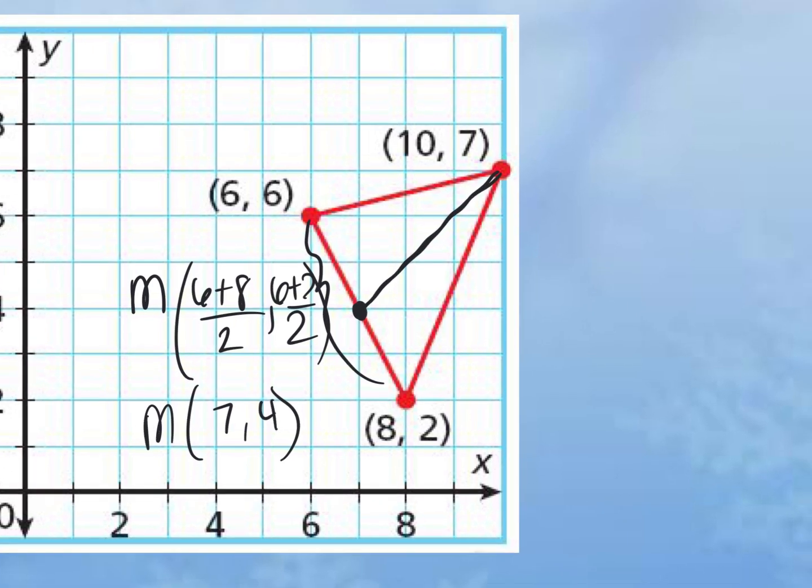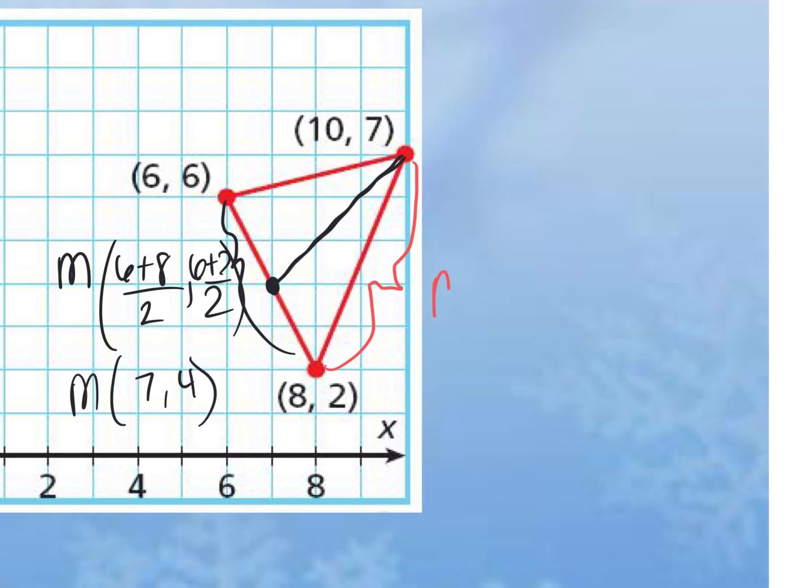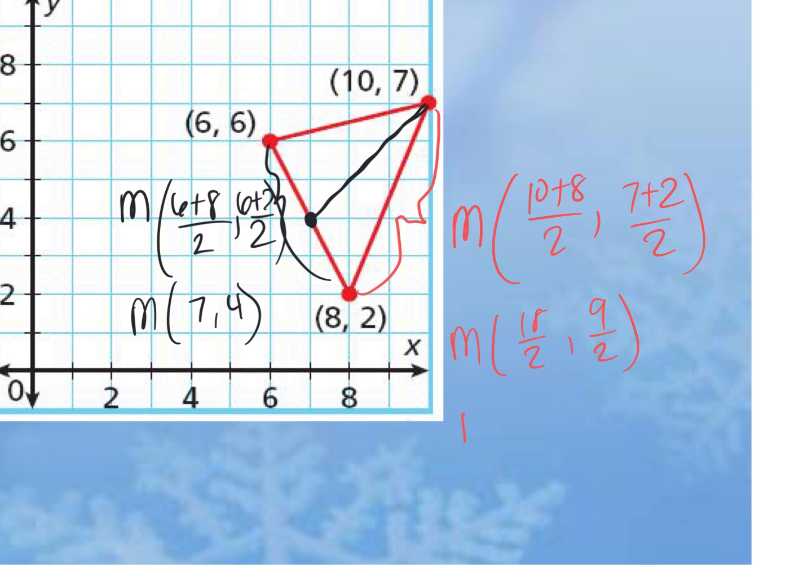Okay, let's do another side. Bryson, can you help me find the midpoint of this side? Walk me through it. You could do 10 plus 8 over 2, and then 7 plus 2 over 2. Perfect. On the left, that would be 18 divided by 2, which is 9. And on the right, it's 9 divided by 2, which is 4.5. So our midpoint is going to be at 9, 4.5.